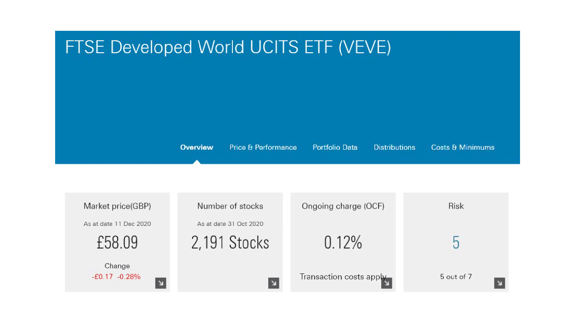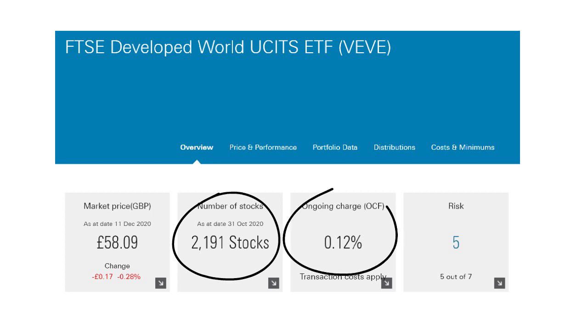The next fund is the FTSE Developed World UCITS ETF, and this invests in the FTSE Developed Index, comprised of large and mid-sized company stocks in developed markets. The FTSE Developed Index has returned around 161% over the last 10 years. It contains around 2,191 stocks and has an ongoing charge of 0.12%.